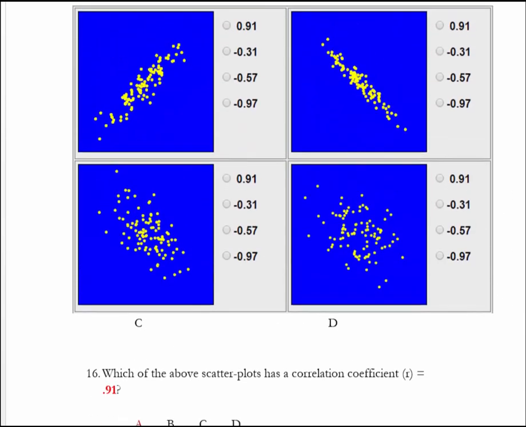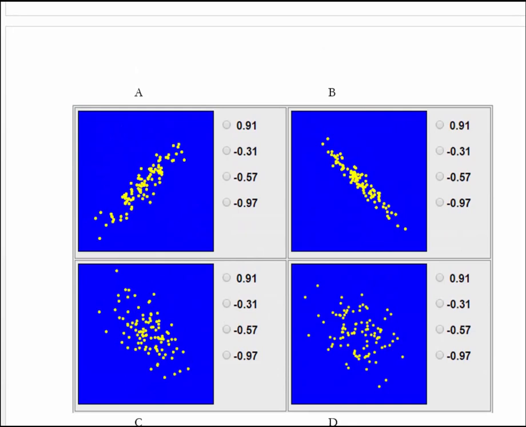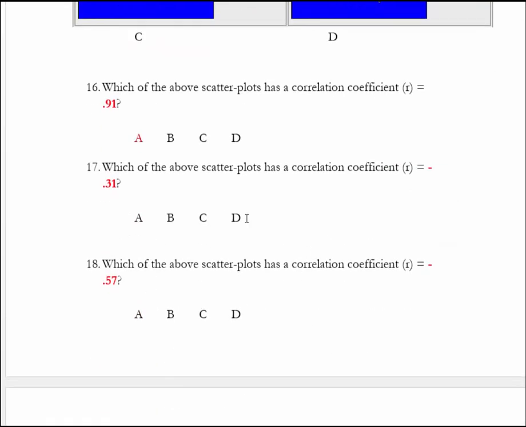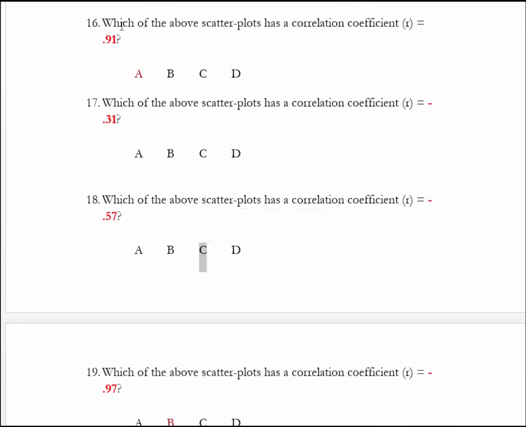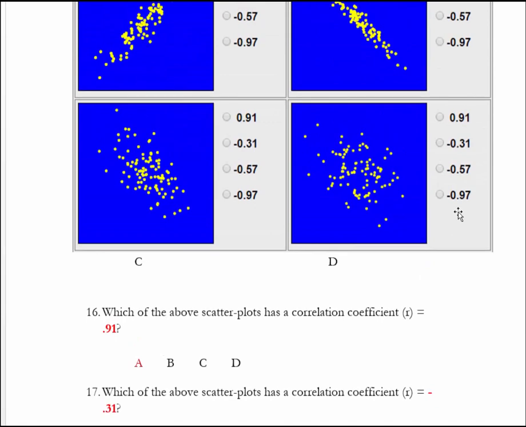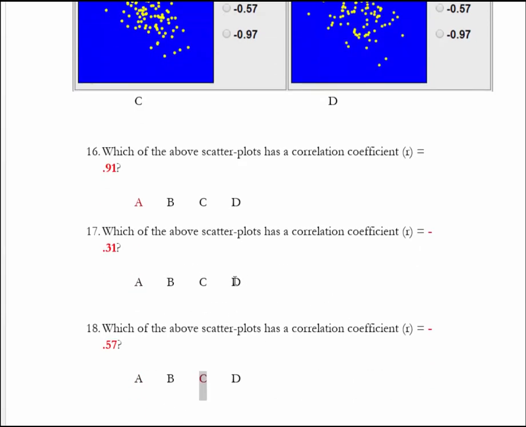And so now we have the 0.31 and the 0.57. And it's pretty clear to me that C is the one that goes with the minus 0.57. And this one goes with minus 0.31. It's just a little bit more spread out there. So C is going to go with this one. And then what we're left with there, D, for the minus 0.31.